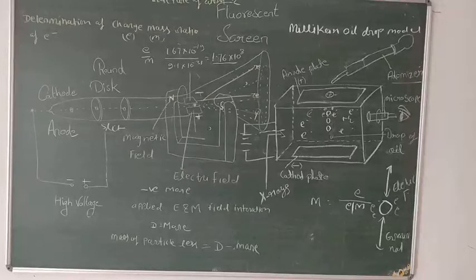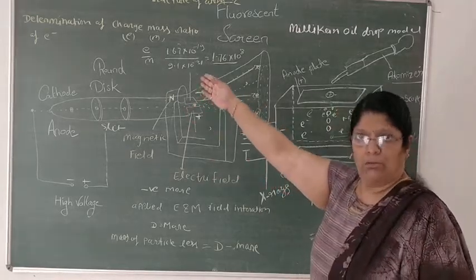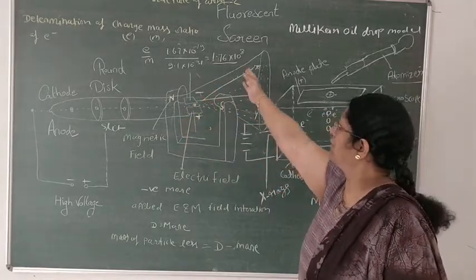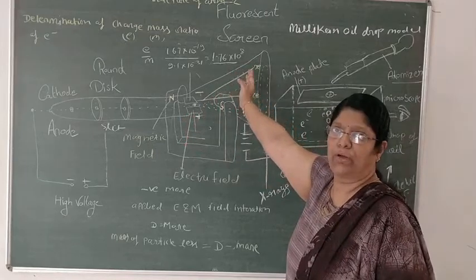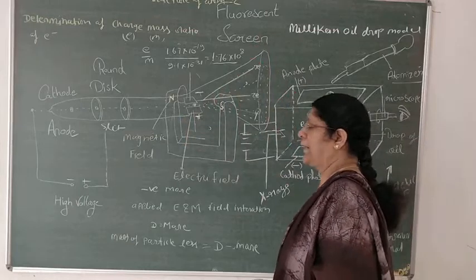11th class. Today we will talk about Millikan's oil drop model. Earlier we read about Thomson's e by m ratio. Through that we got the value of e by m, that is 1.76. Our second chapter is going on, that is the structure of an atom.